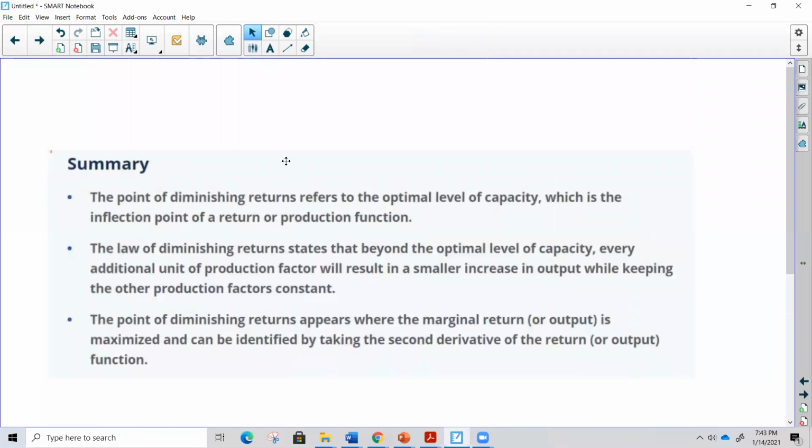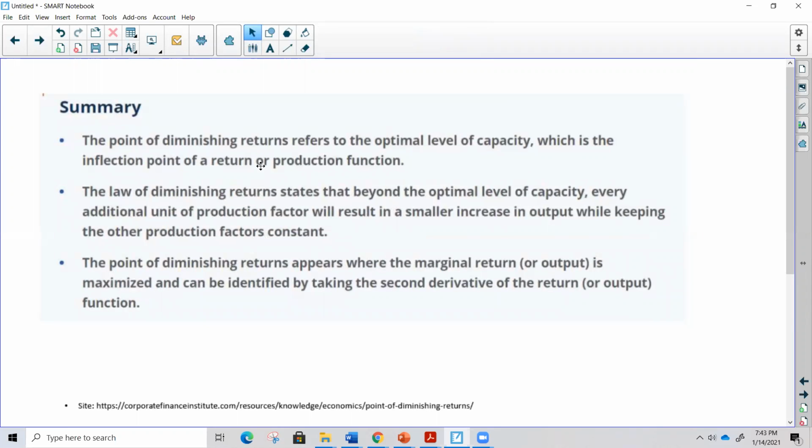So as a summary of what it means, the point of diminishing returns refers to the optimal level of capacity, which is the inflection point of a return or production function. The law of diminishing returns states that beyond the optimal level of capacity, every additional unit of production factor will result in a smaller increase in output while keeping the other production factors constant. The point of diminishing returns appears where the marginal return or output is maximized and can be identified by taking the second derivative of the return or output function.